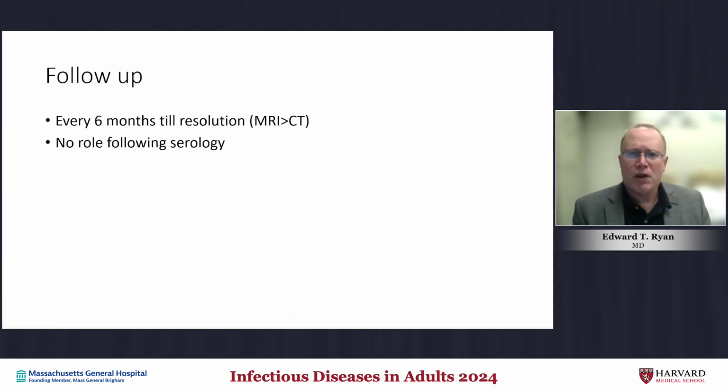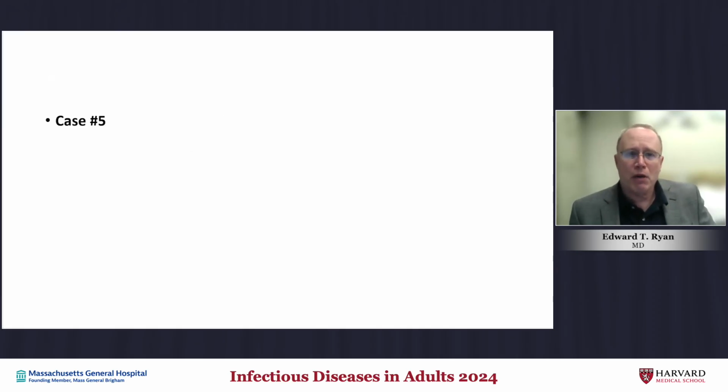Once you treat the individual, usually we re-image, usually with an MRI as opposed to CT, but sometimes we get both, depending on what we're looking for. And we'll do that every 6 months until we think that we've cured the person. Doesn't mean that the lesion will totally go away, but it shouldn't be growing or anything like that. I personally don't follow serologies. I don't think they're particularly helpful.